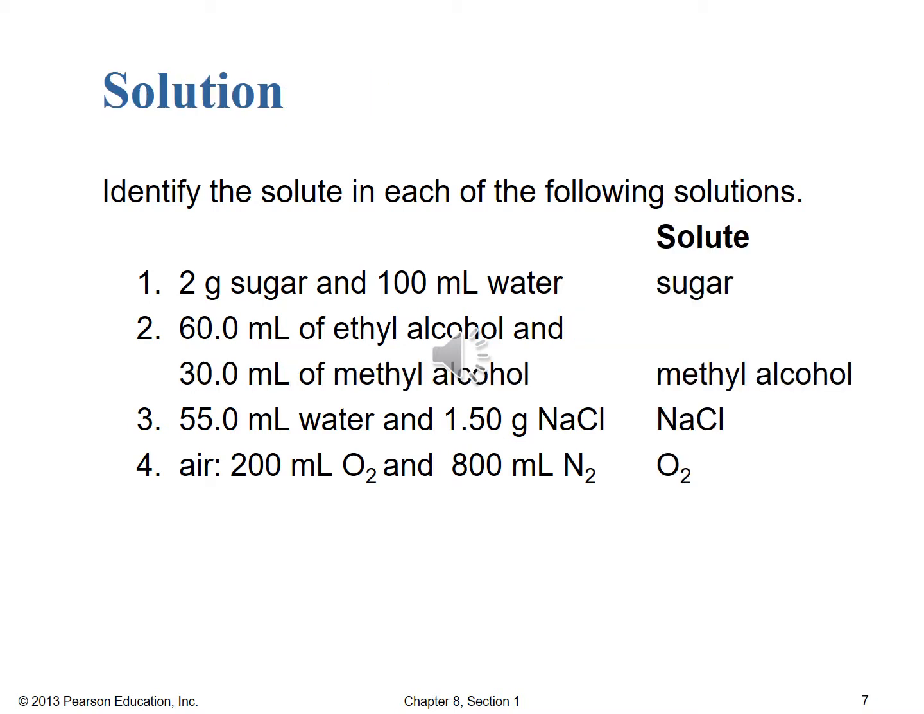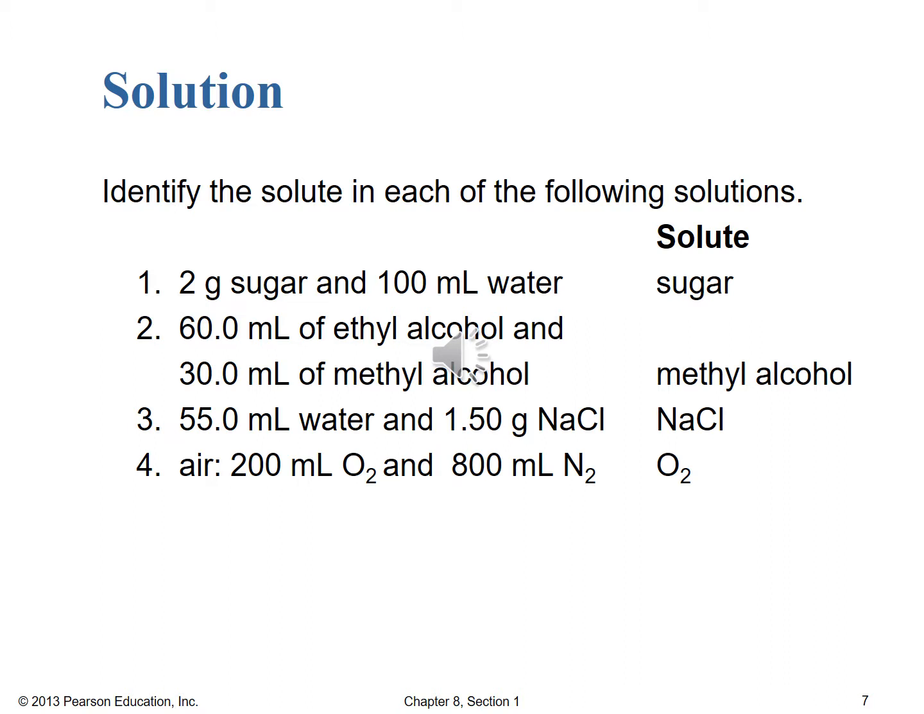All right, so for number 1, the 2 grams of sugar dissolved in 100 milliliters of water, which is roughly 100 grams of water. Clearly the sugar is the solute if we think about mass, and even if we had done the mole calculation, we'd see that sugar is still present in a smaller mole amount. Number 2: 60.0 milliliters of ethyl alcohol and 30.0 milliliters of methyl alcohol. Here's another possibility, where we have volumes to indicate what's present in the larger and smaller amount. So the amount can be moles, mass, or volume. Here the methyl alcohol is present in the smaller amount by volume, and so that's the solute.